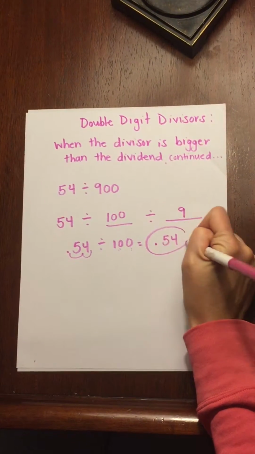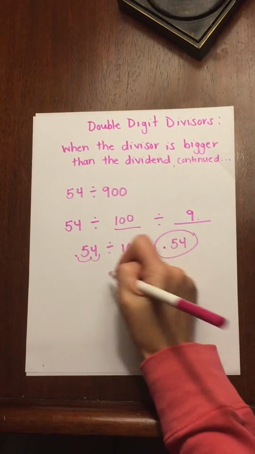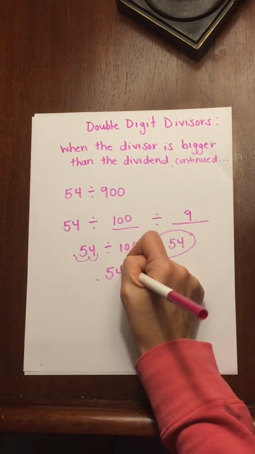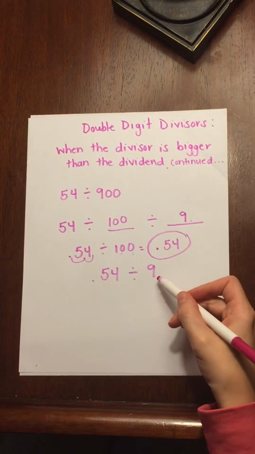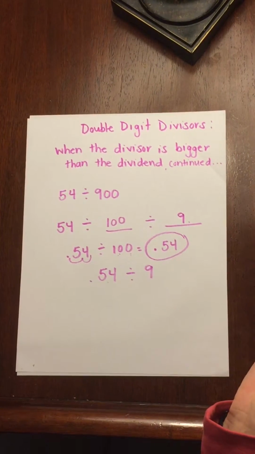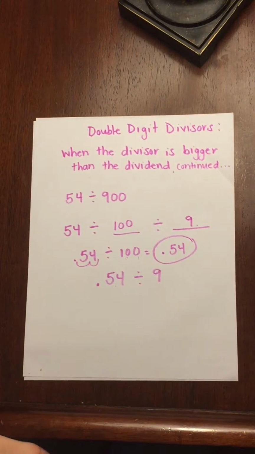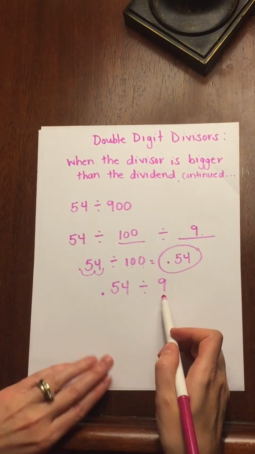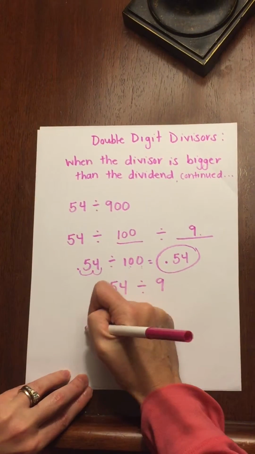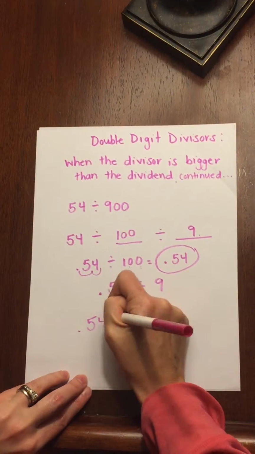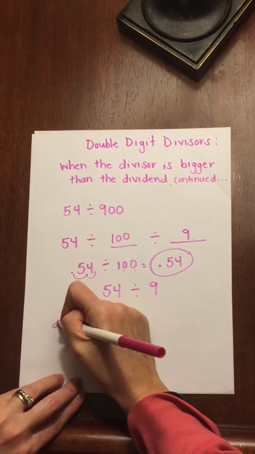Now I take that answer and I still have to divide that by 9. So I have 54 hundredths divided by 9. And I just simply think in my mind, 9 times what gives me 54? And I already know from my previous problem that 9 times 6 is 54, but I might be a little bit confused about where to place my 6. So I can set up my long division problem and divide 54 hundredths by 9.